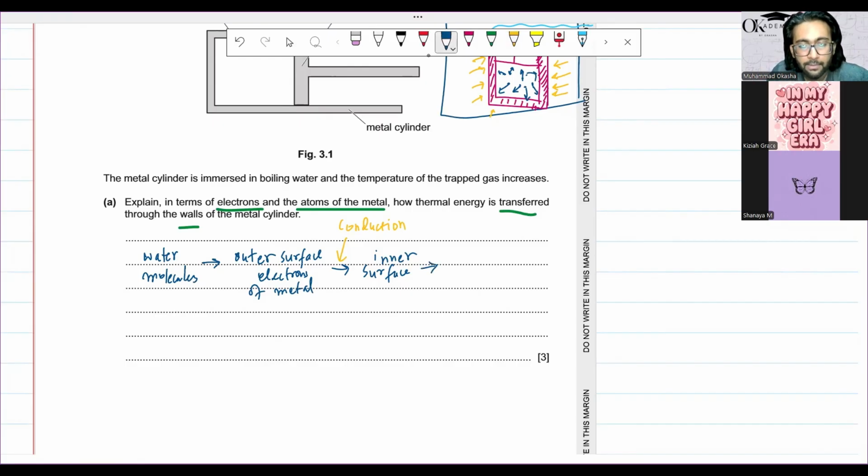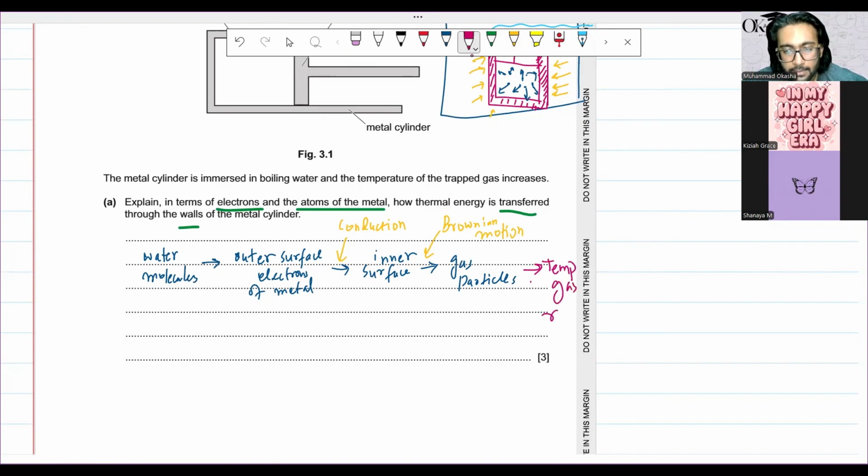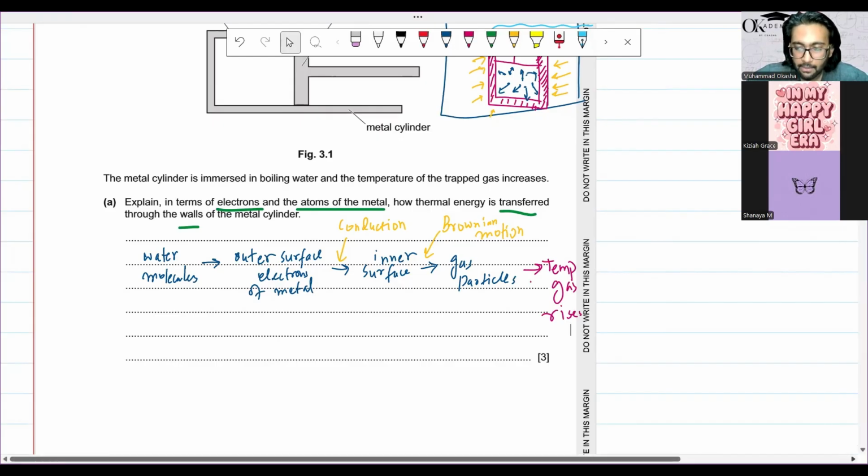So from the inner surface to the gas particles, right? Because the gas particles are constantly colliding, there's a Brownian motion of the gas particles. The gas particles are constantly colliding with the inner surface. So this is how the gas particles get heated up, and the temperature of the gas rises. Okay, I hope that gives you enough idea about question two.